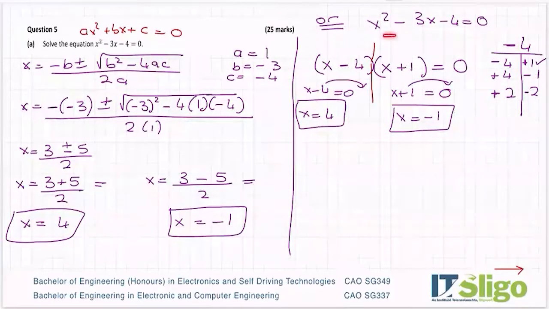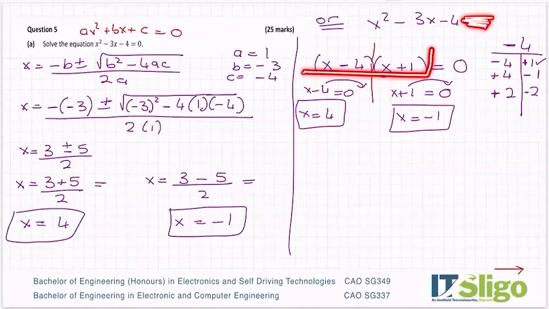But it is important that you can do both. I know when I was doing my Leaving Cert, my preference was the -b formula, and I used that most of the time. The only time I would have done it like this was when I was asked to factorize. So what's the difference between a factorized question and a solve? Well, a factorized question wouldn't have the equals to 0 here. It would just be that, and you'd be done with just this line here. Okay, so that's a factorized question.